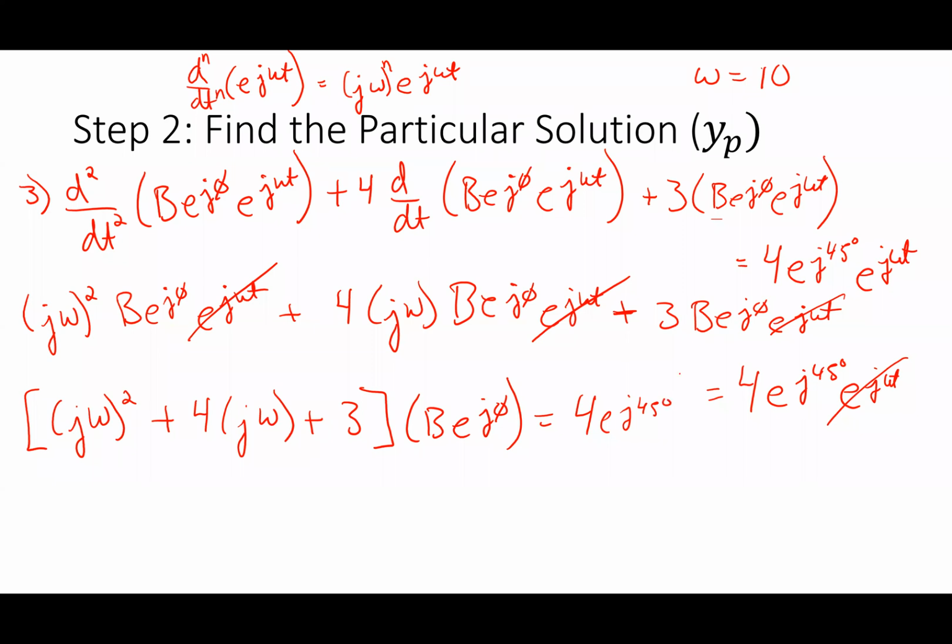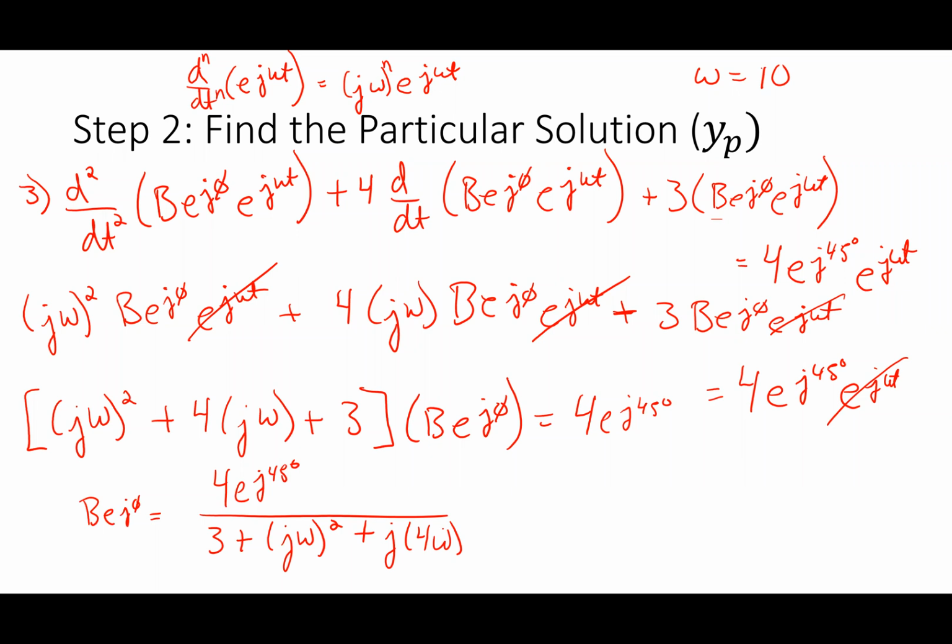So what did I do? I saw that there's a b e to the j phi in every term on the left. So I can rewrite this: b e to the j phi equals 4 e to the j 45 degrees divided by 3 plus j omega squared plus j times 4 omega. I'm going to write it that way.